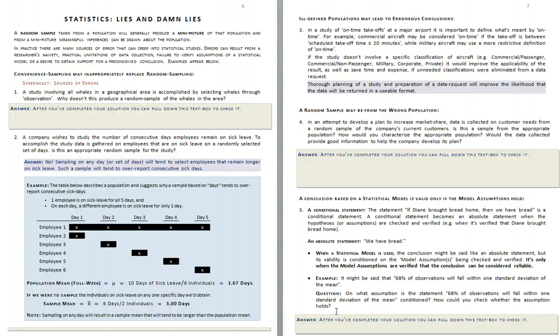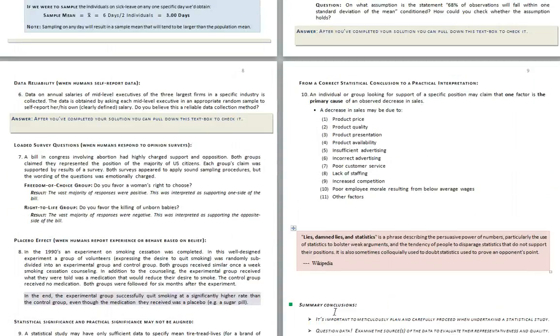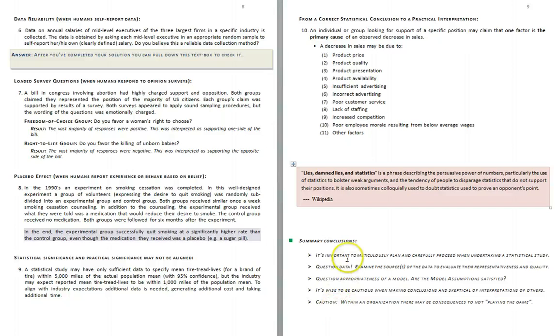I'll let you read through the other examples. I'll let you read through the summary conclusions.